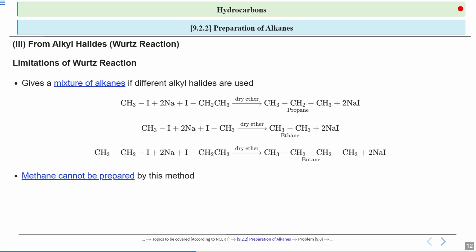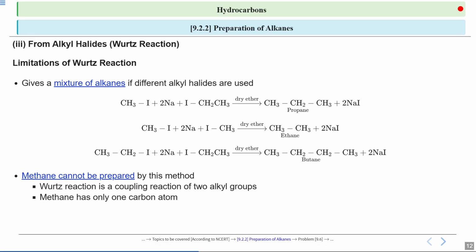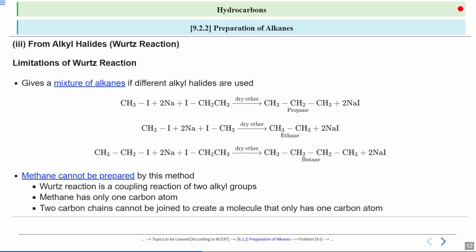this process. The Wurtz reaction is essentially a coupling reaction, meaning it joins two alkyl groups together. This is why it is effective for creating longer carbon chains but not suitable for synthesizing methane. Since methane consists of only one carbon atom, it lacks the necessary structure to participate in a coupling reaction. This limitation is inherent to the nature of the Wurtz reaction. To summarize, two carbon chains cannot be joined together to create a molecule with only one carbon atom, such as methane. This is a fundamental limitation of the Wurtz reaction that must be considered when planning a synthesis route.